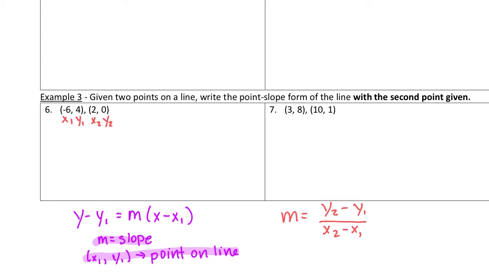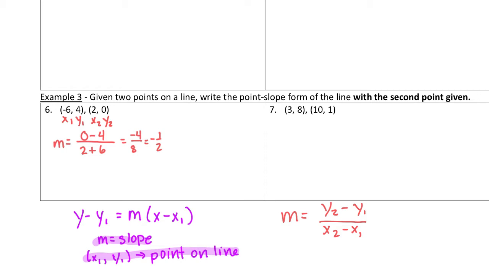We have 2 points. I've labeled them x1, y1, x2, y2. To find our slope, we're going to take our second y value, subtract our first y value, our second x value, subtract, but in this case add because it's negative, our first x value. That'll give me negative 4 over 8, which reduces to negative 1/2. That's the slope of my line.